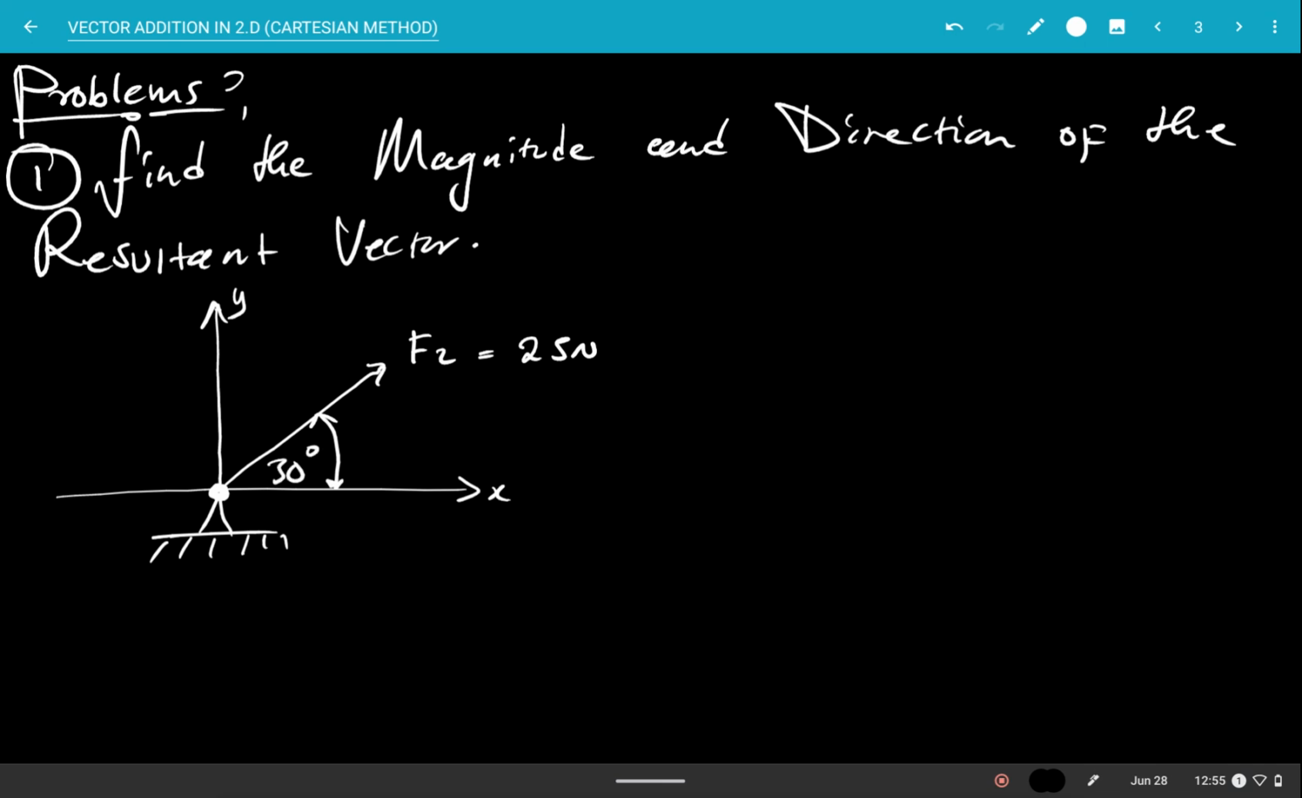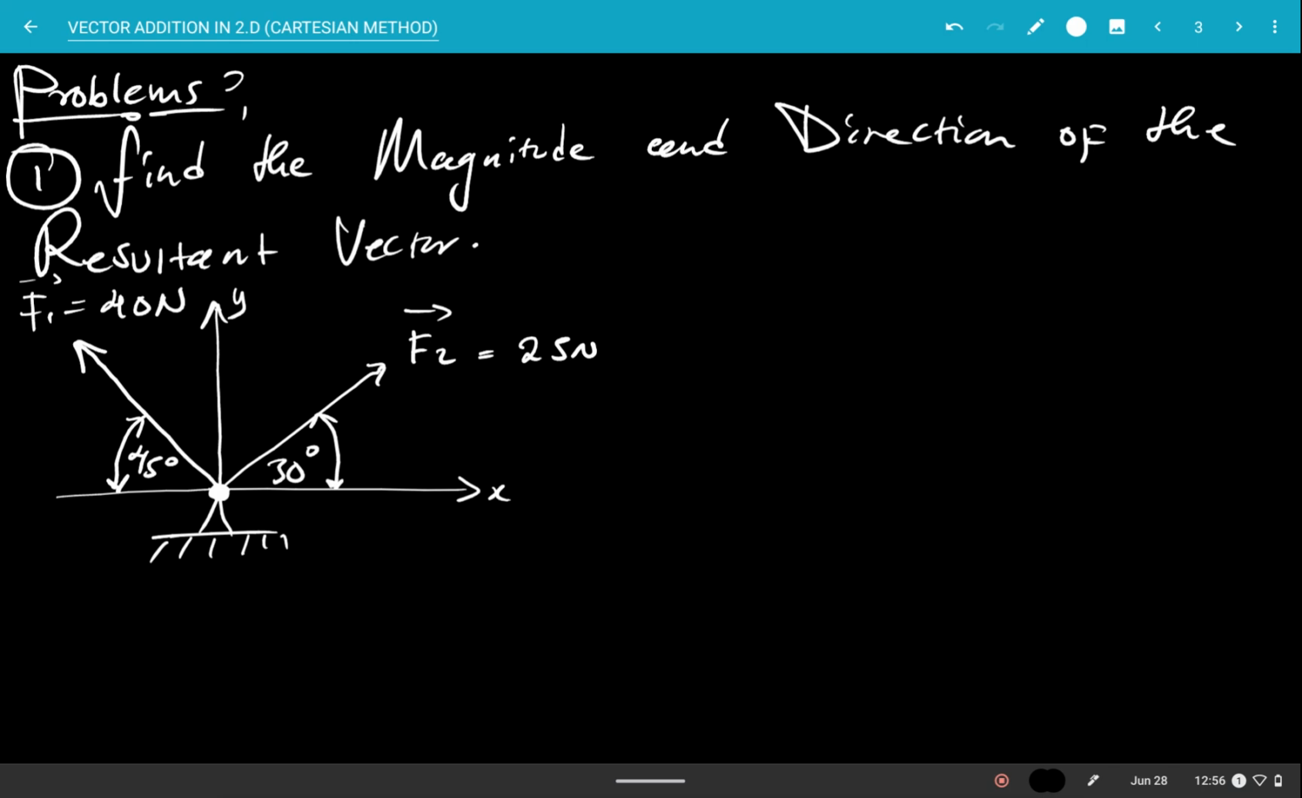Then let's also bring out another one. Let's call this force 1. Let's say this has a magnitude of 40 newtons and an angle of 45 degrees. Because all these forces are connected at one point, their tails are connected at the same point, we can regard these vectors to be concurrent vectors because they're all coming from one point.